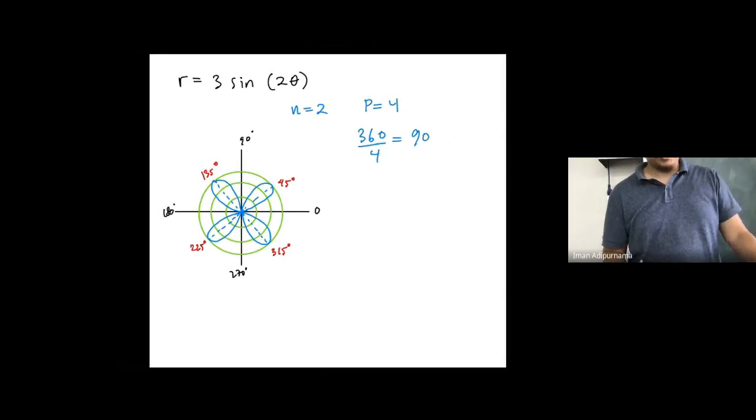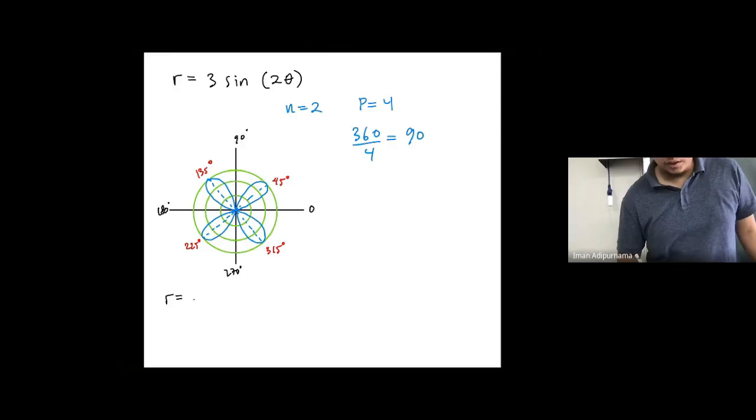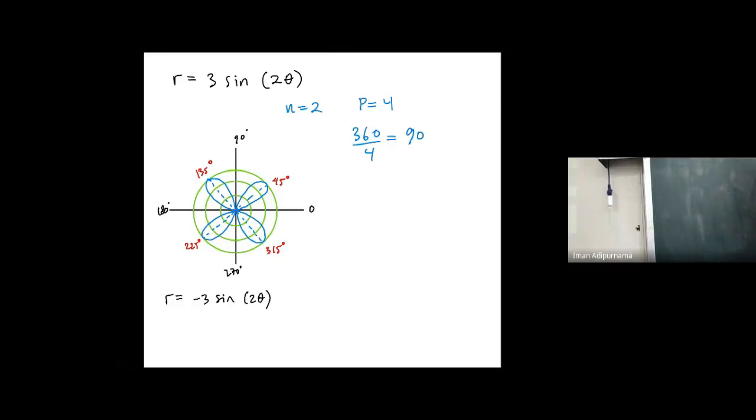And because it's symmetrical, right? If you have r equals negative 3 sine 2 theta, it will have the same graph. Okay? This is negative, this is positive 3. If you have the negative, because it's symmetrical, you flip and it will be the same thing, right? It will be the same curves.